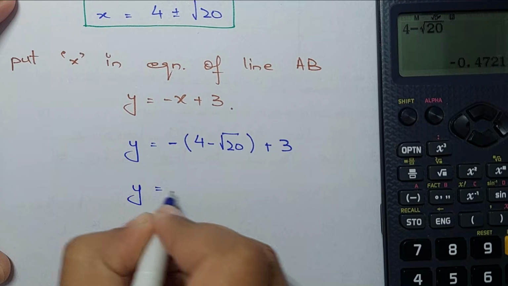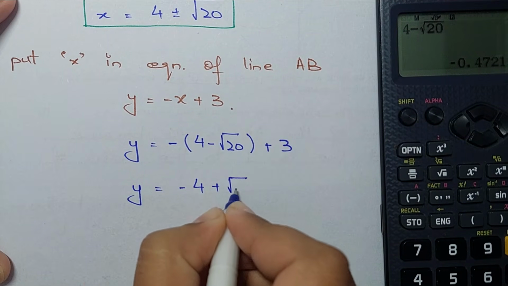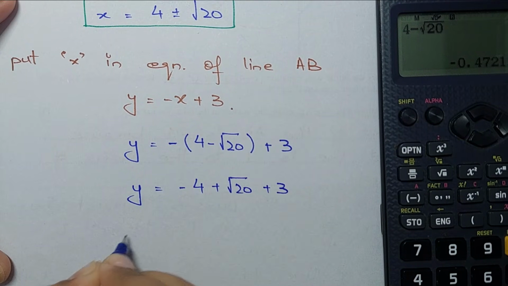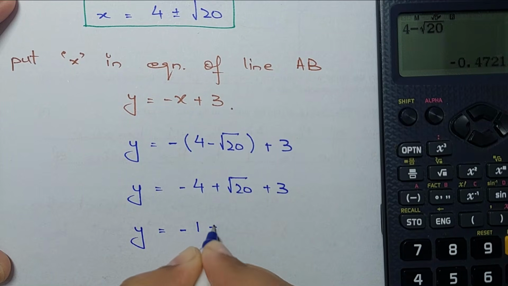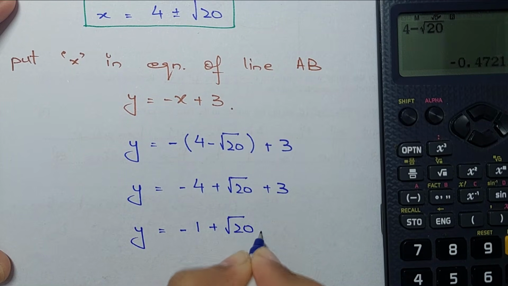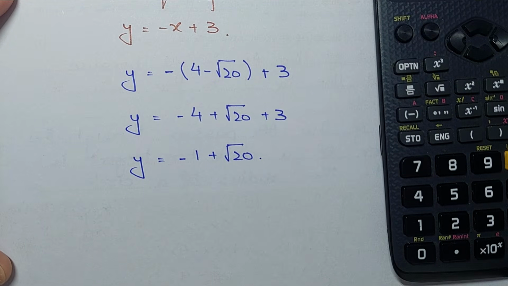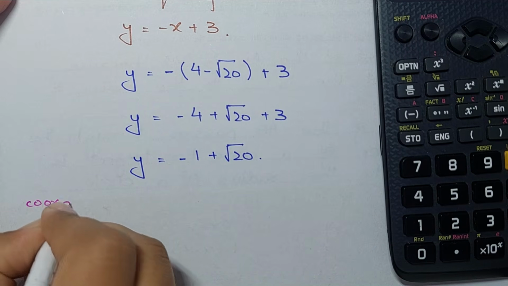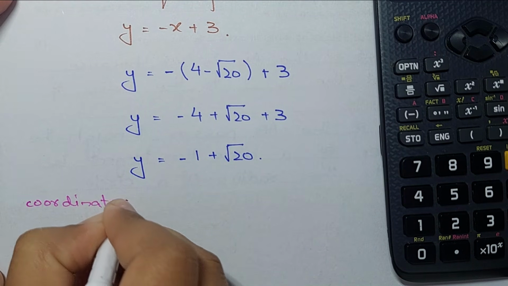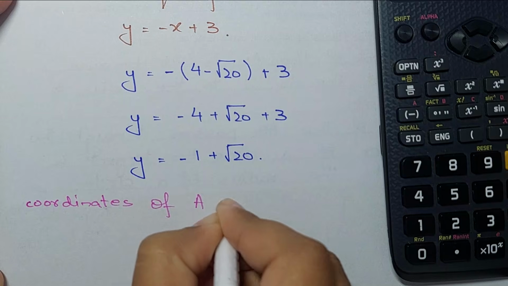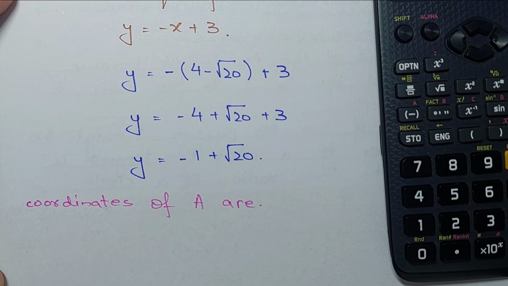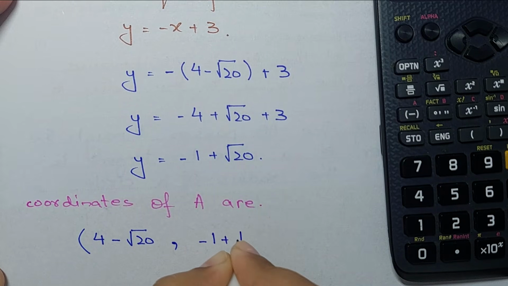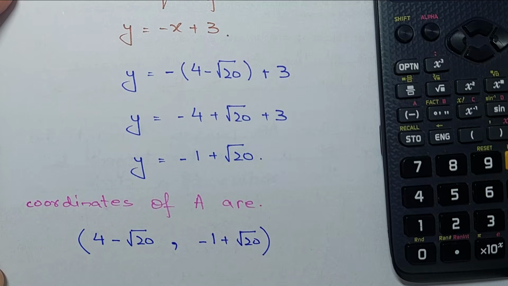Now y would be equal to minus of 4 minus root 20, plus 3. So the y coordinate is negative 1 plus root 20. This is the y coordinate, right? So at the end we can say the coordinates of A are the x and the y coordinate. The x coordinate is 4 minus root 20 and the y coordinate is minus 1 plus root 20. These are the coordinates for point A in surd form.